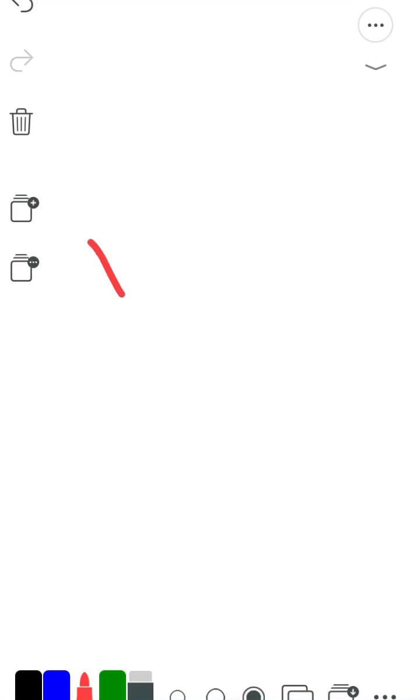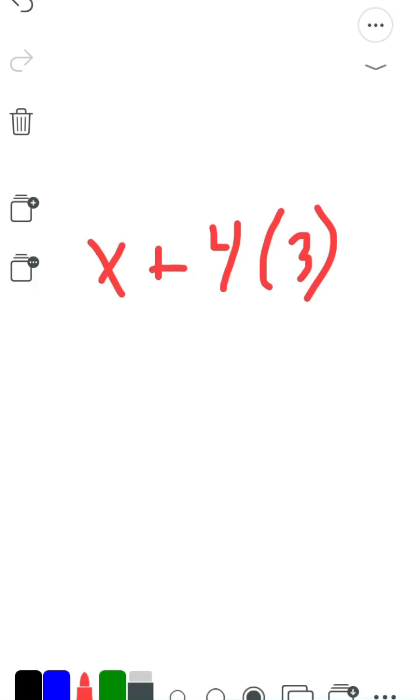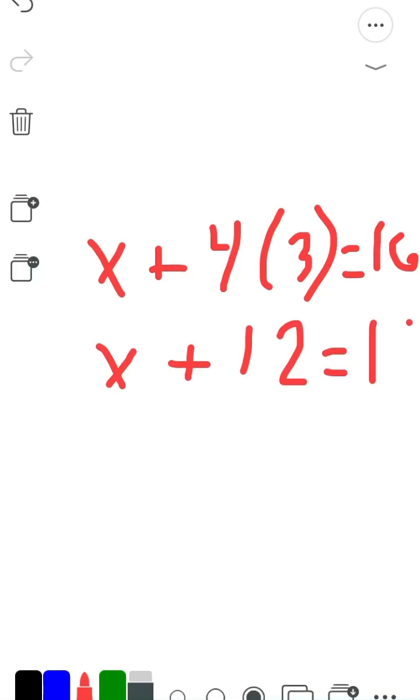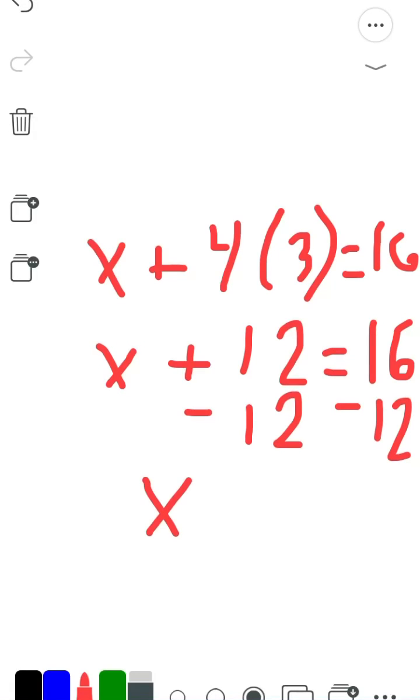Okay, so this is the second to last problem. So we're going to do x plus 4 times (3) is equal to 16. So with parentheses and a number, whether it's x or any type of number, we multiply by the outside number, which is a 4. So 4 times 3 is 12. So that would be x plus 12 is 16. Now we just solve it the regular way. So we just subtract 12 to leave x alone. So we subtract 12 from 16 and x is equal to 4.